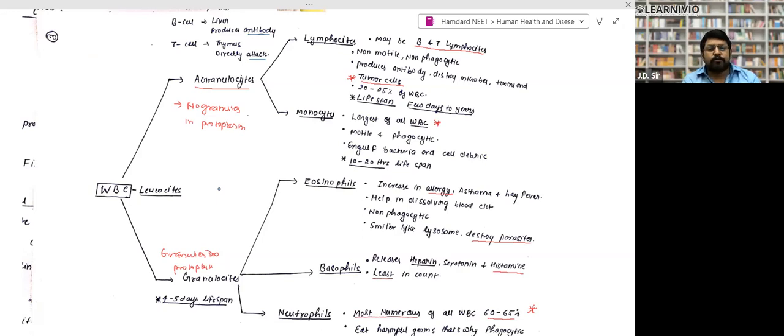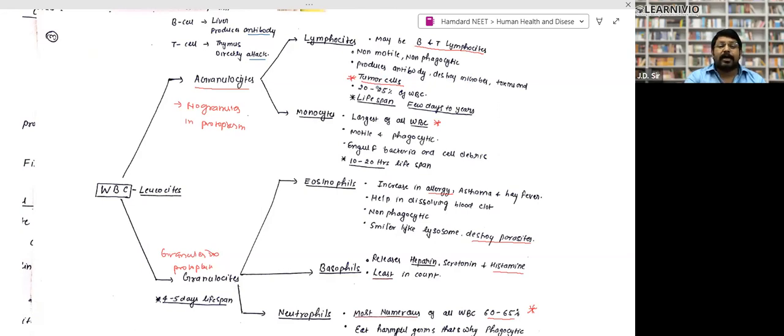You have to remember, B lymphocytes develop in the liver and T lymphocytes in the thymus. They are non-motile and non-phagocytic, meaning neither can they move nor do they eat bacteria or virus. Non-phagocytic means they will not eat the pathogen. They produce antibody and destroy microbes, toxins and tumor cells.